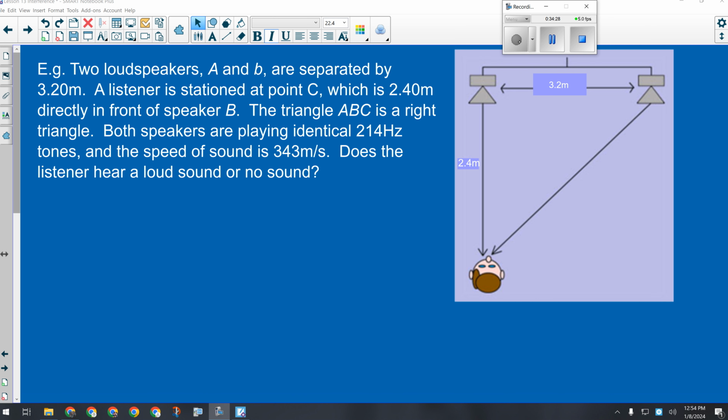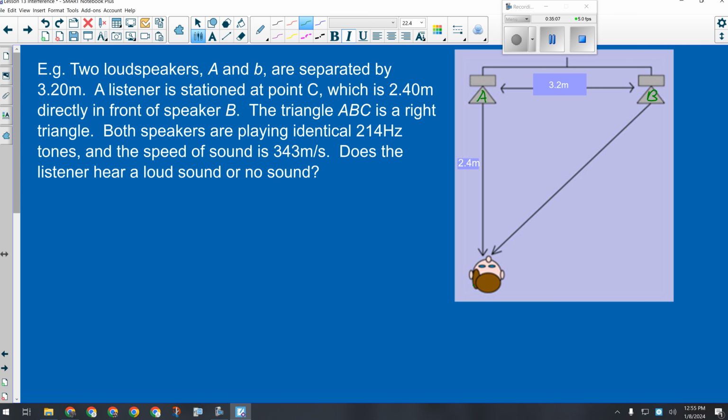So in order to answer this question, the first thing I have to understand is what determines whether this person hears a loud sound or a quiet sound is the difference in the number of wavelengths traveling from each source, that is from each speaker. So in order to determine whether he hears a loud sound or a quiet sound, I need to know how many wavelengths are there from this speaker, which we'll call speaker A, to the person, and how many wavelengths are there from speaker B to the person.